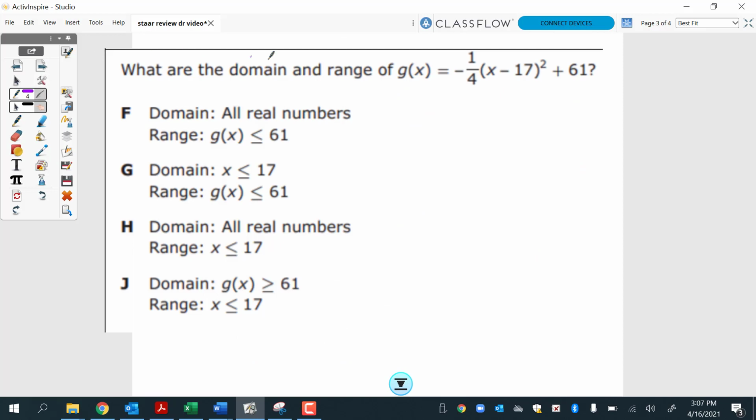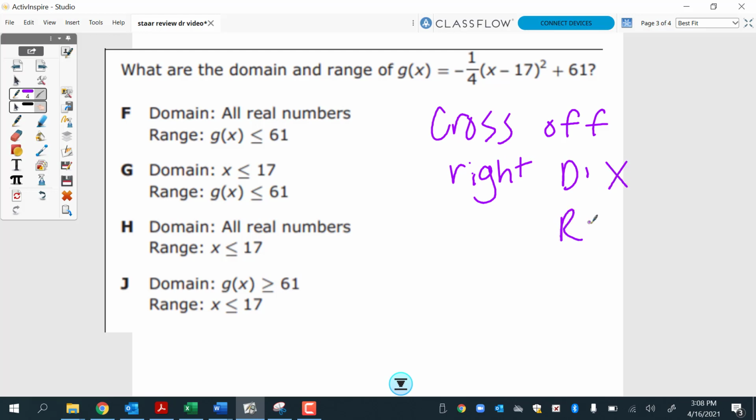In this one, it says, what are the domain and range of, and then they give us an equation. So first of all, I'm still going to cross off answer choices if they don't have the right thing for domain. So domain is supposed to say X, range is supposed to say Y, or f of x, or in this case it's going to say g of x because it said g, okay?